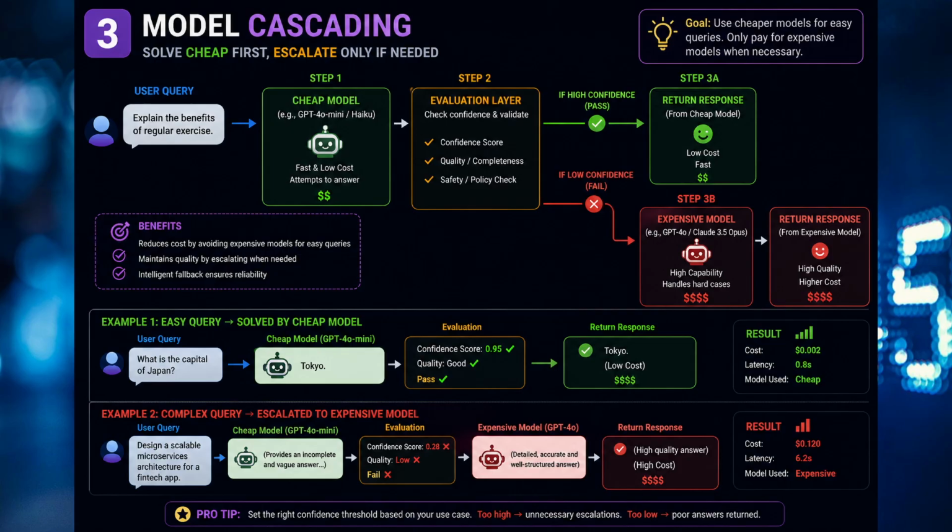The validation steps can include confidence scores, output validation, JSON schema validation, hallucination checks, and human feedback. If validation fails, the request retries using a stronger model. This approach is extremely powerful because many tasks are actually easy, so you only pay premium pricing when necessary. These techniques work especially well in AI agents, RAG systems, coding assistants, and enterprise copilots.